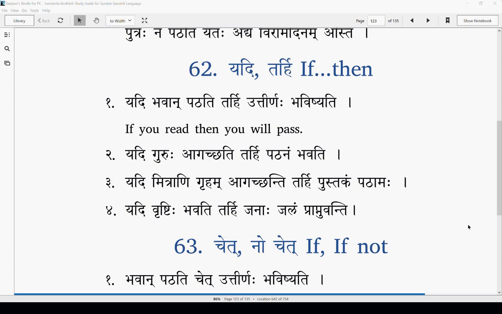Any example you want to make? Maasharada, you want to try? Yadi tarhi. Okay. I'm thinking. Yadi bhojana, tarhi, the grocery store, agami. Yadi bhojanam, food, then I go to the grocery store. I want food. So it would be yadi bhojanam, then tarhi, store, I don't know that word, and then gachami.